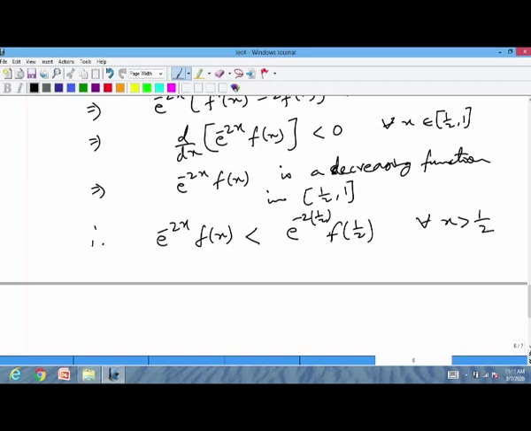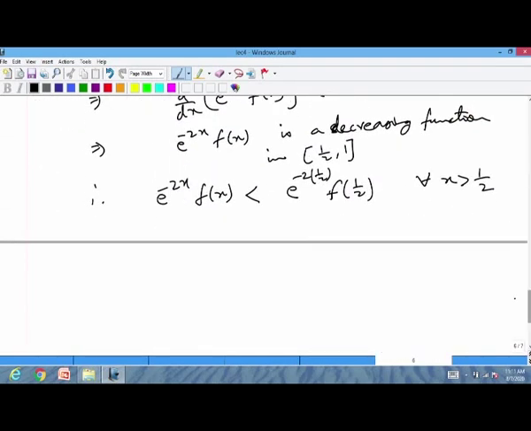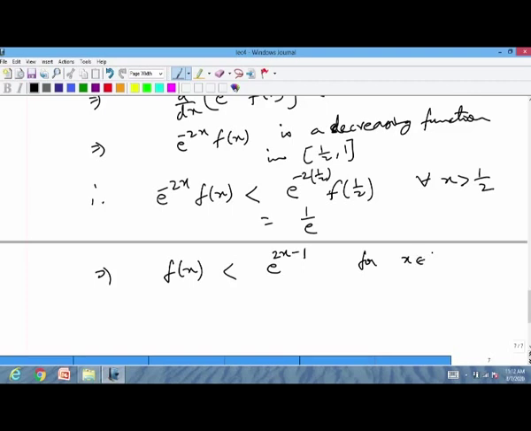So, f of half is given to be equal to 1. So, this is equal to 1 by e, which implies f of x is less than e to the power 2x minus 1 for x in half to 1.